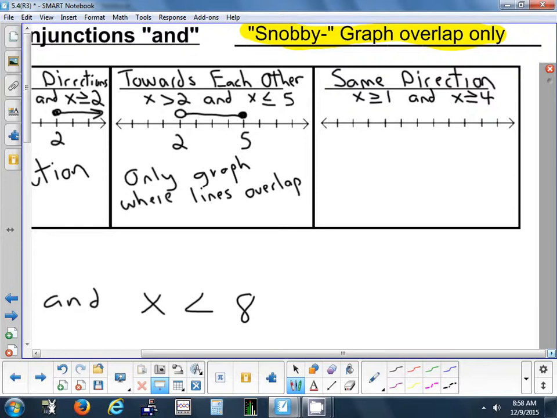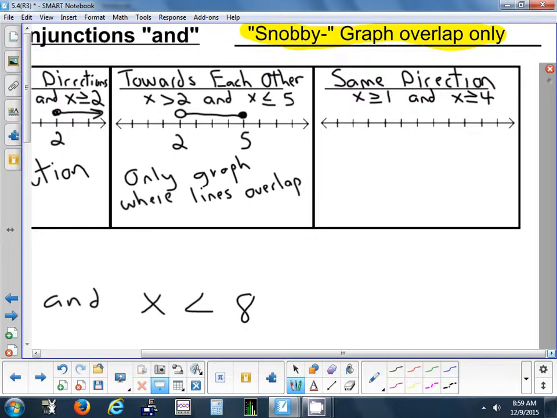Something like this. They're both going in the same direction. So when I did a disjunction and they were pointing in the same direction, who remembers what I graphed? Anybody remember? There was a disjunction and they were going in the same direction. What did I graph? The longer part, right? Because I was greedy. I wanted more.